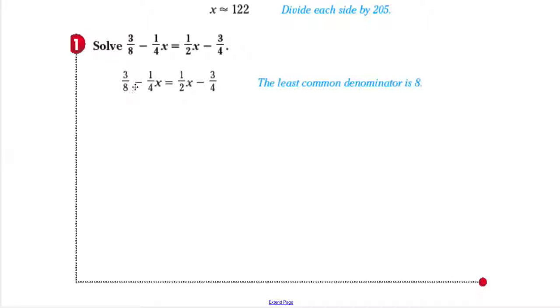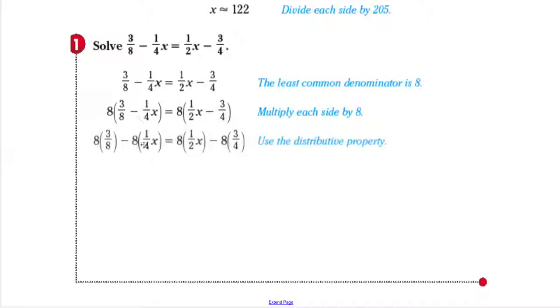So the least common denominator of 8, 4, 2, and 4 is 8. So we multiply both sides by 8. Using the distributive property, you end up with 3/8 times 8 minus 8 times 1/4 x equals 8 times 1/2 x minus 8 times 3/4. Simplify that. You now have 3 minus 2x equals 4x minus 6.